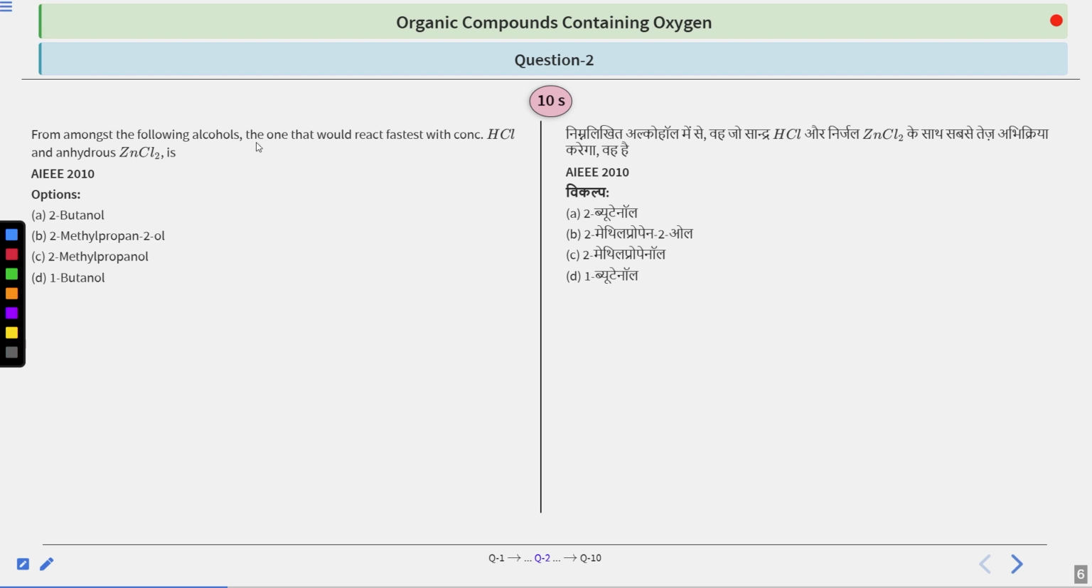From amongst the following alcohols, the one that would react fastest with concentrated HCl and anhydrous ZnCl2. In the options we have been given different alcohols, and we need the one that would react fastest, meaning the fastest rate, with concentrated HCl and anhydrous zinc chloride, ZnCl2. This question was asked in AIEEE 2010. We have options as 2-butanol, 2-methylpropane 2-ol, 2-methylpropanol, or 1-butanol.